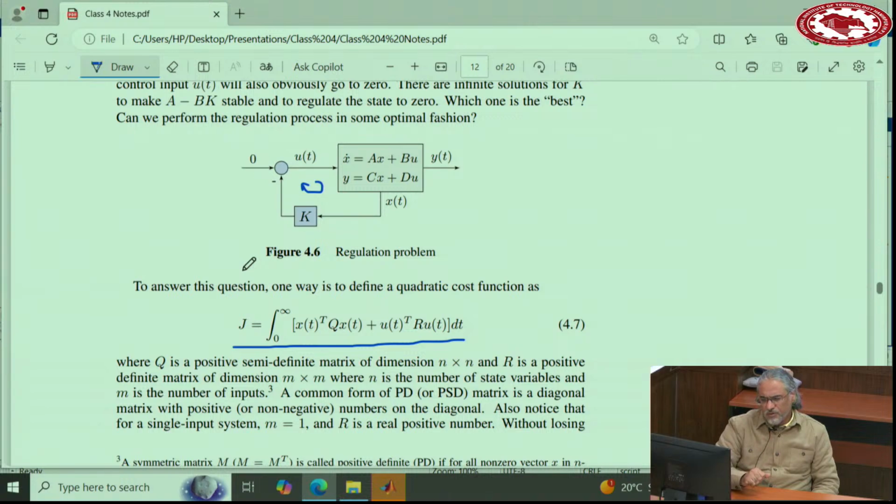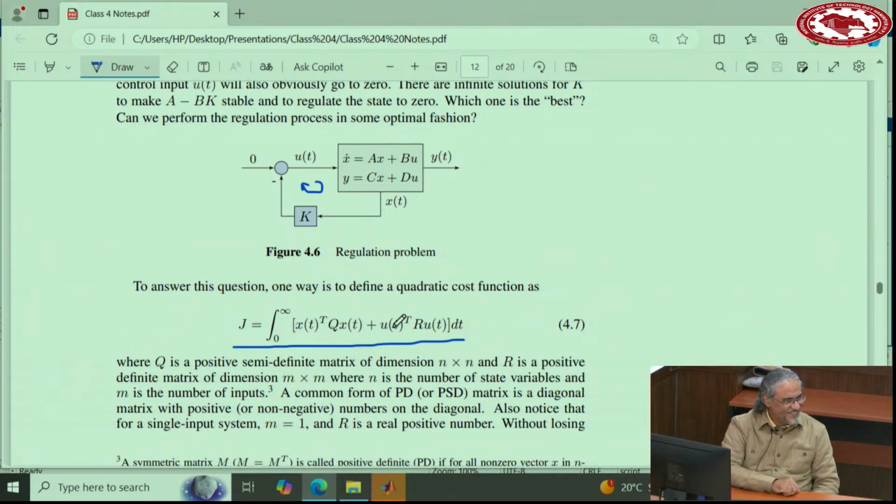What is this cost function? If you look at this cost function, it uses x transpose times some matrix times the vector x. So this is a generalization of a square. The square of a variable, when you take the integral of that, generally speaking or physically speaking, is an indication of the energy of that variable, right? So it says, I want to minimize the energies of all the variables in this system, including even the input.